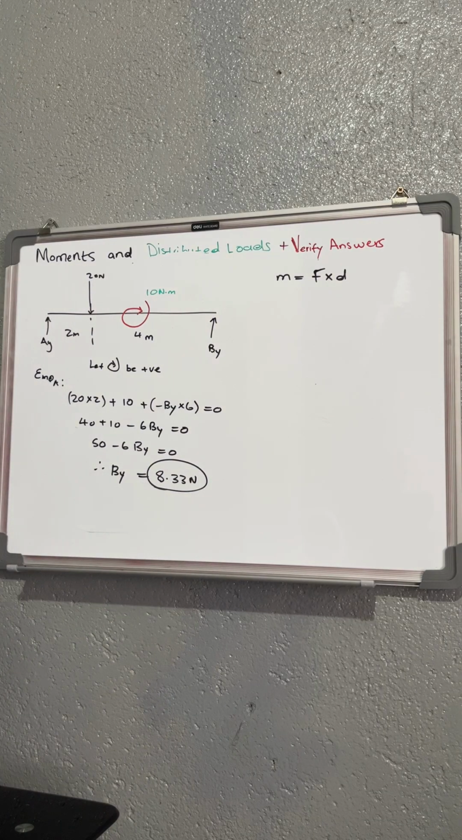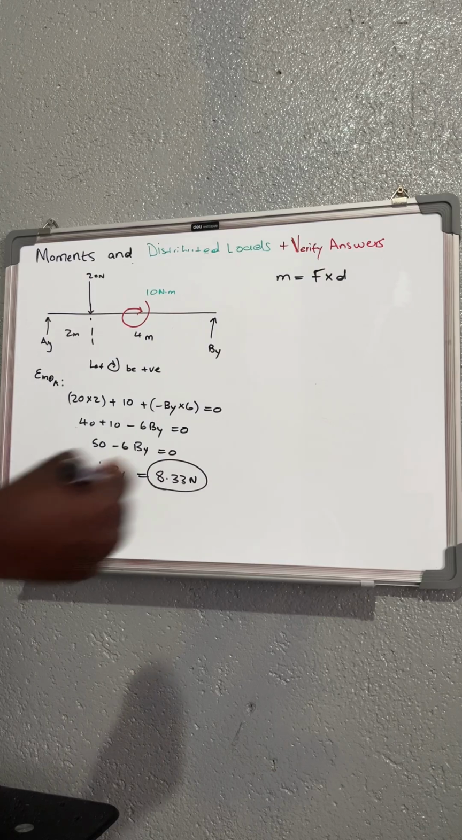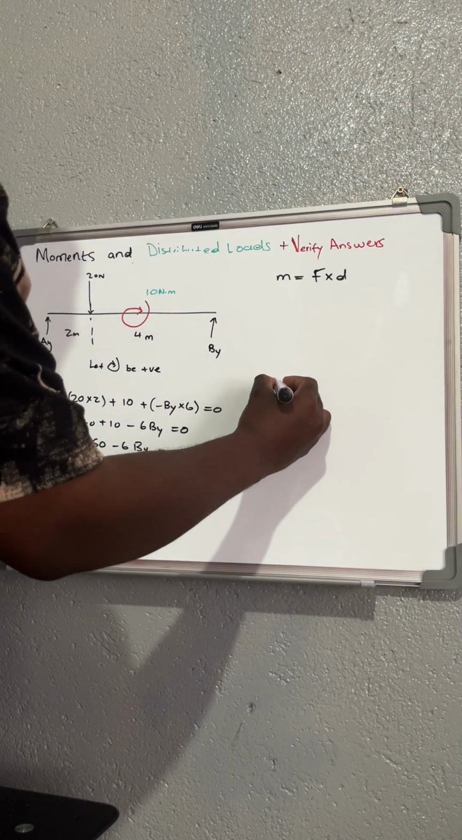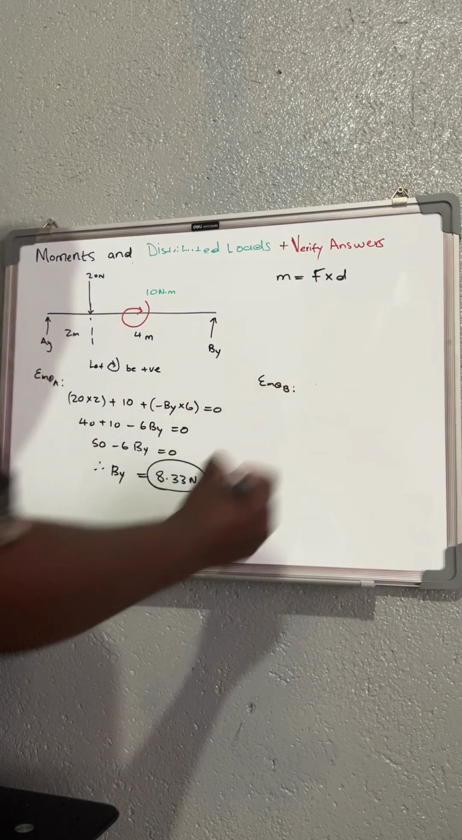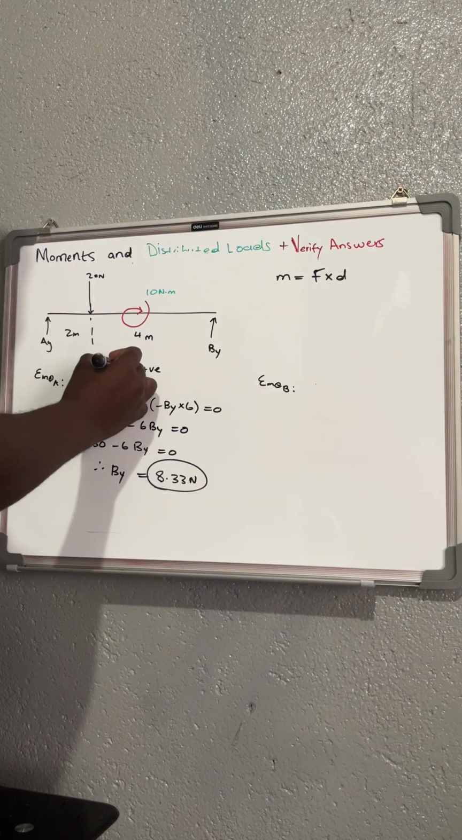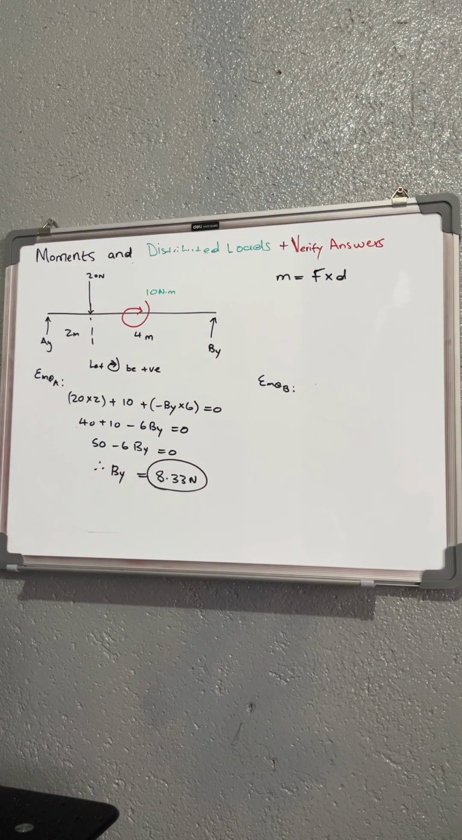So that's for BY. So if we say we take some of the moment at B, what are we going to have? Remember our choice of direction, we still have clockwise as positive.